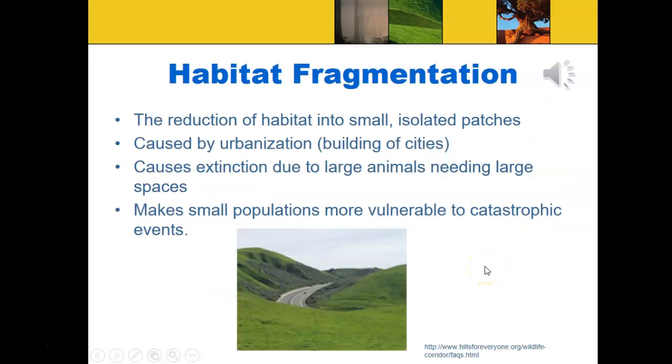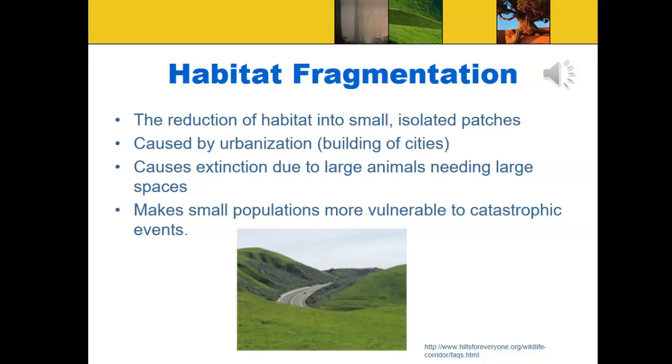Habitat fragmentation refers to the reduction of habitat into small isolated patches. So we basically take a big biome or ecosystem and we start breaking it up into smaller pieces. This is particularly devastating to large animals because they need large spaces, and that's why you see so many large animals on the extinct, extinct in the wild, or endangered list, because habitat fragmentation is taking away the space that they need to survive.